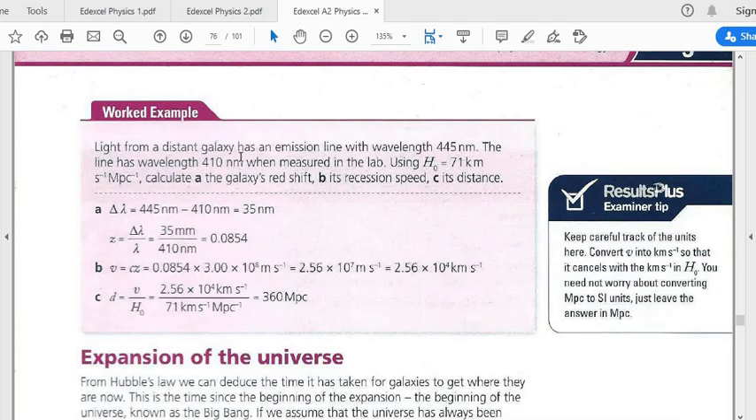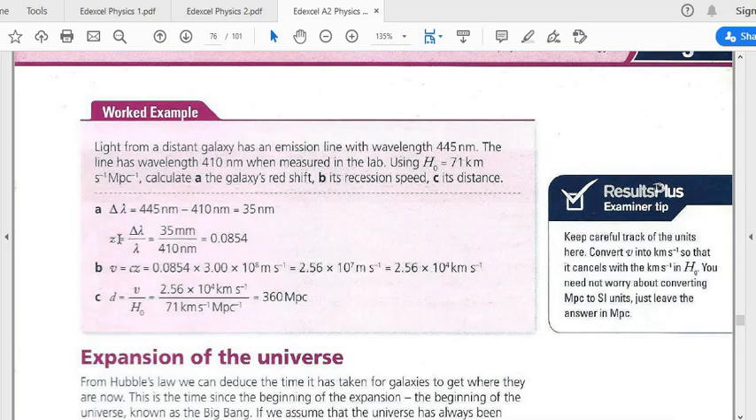In this case, for all the stars and galaxies, generally it's a redshift because the galaxies and stars are moving away from us. So the change in wavelength, the difference between the observed wavelength and the original wavelength, is 445 minus 410 in nanometers, that is 35 nanometers. So Z equals delta lambda divided by lambda. Delta lambda is 35 nanometers, the change in wavelength, and lambda is the original wavelength, 410 nanometers. That is the wavelength this galaxy emits, but what we observe is 445 because the galaxy is moving away from us. How do we know it is moving away? Because the observed wavelength is greater than the original wavelength. If it's moving away, the waves are stretched, so we observe a longer wavelength.